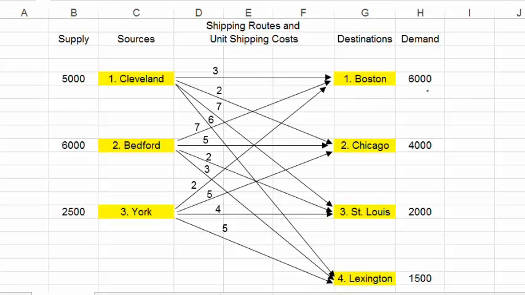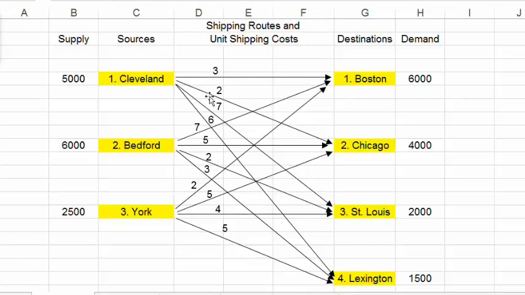How many do you need? Well, here are the numbers I need. The Boston distribution center needs to have 6,000. Chicago needs to have 4,000, and so forth. We sometimes call these sources or origins, because that's where the stuff is coming from. And then the distribution centers we call destinations, because that's where the stuff is headed to.